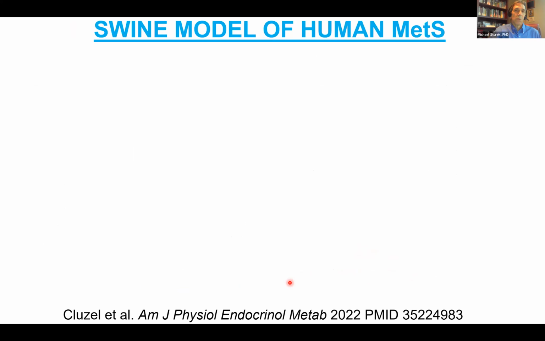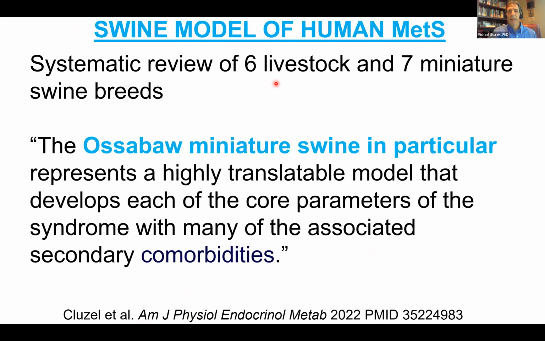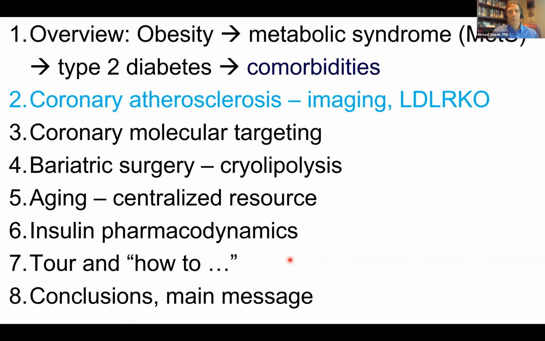So for a swine model of human metabolic syndrome, I cite this study of Cluzel, which is a HAP endo study, in which they did a systematic review of 6 livestock and 7 miniature swine breeds. And the take-home message was this, and I am going to read this. The Ossabaw miniature swine in particular represents a highly translatable model that develops each of the core parameters of the syndrome, and with many of the associated secondary comorbidities. And this was actually, I think, a pretty strong statement for us because we've never collaborated with the Cluzel group at all, and so it's really more of an independent view of swine models for metabolic syndrome. So yeah, the secondary comorbidities too is a big issue here.